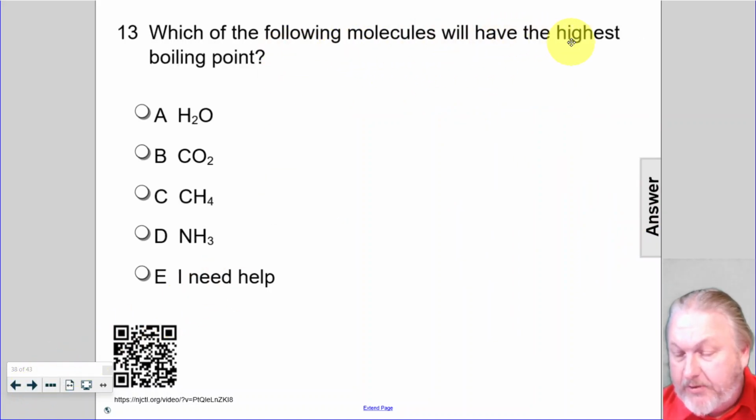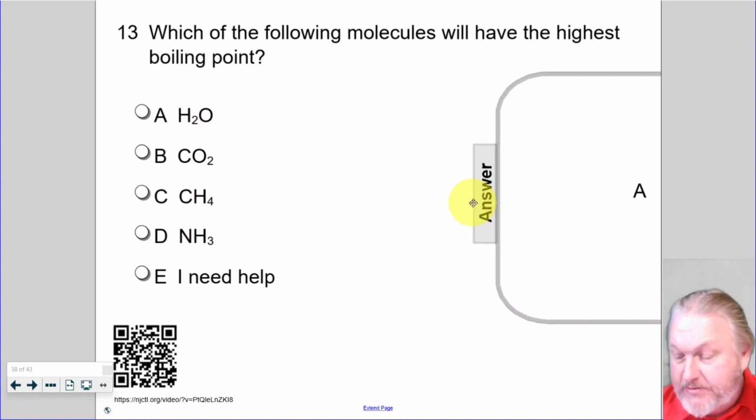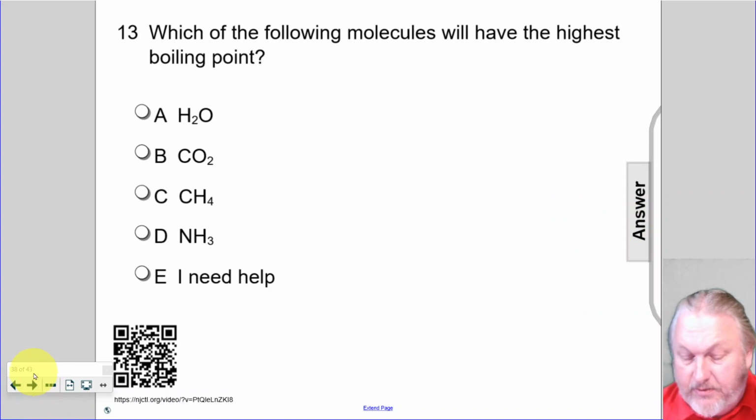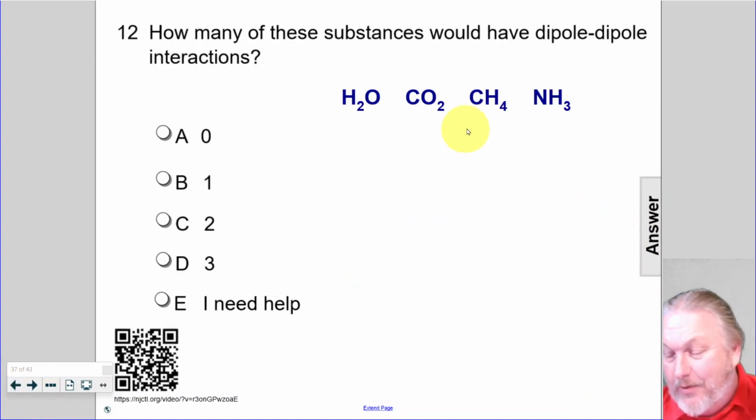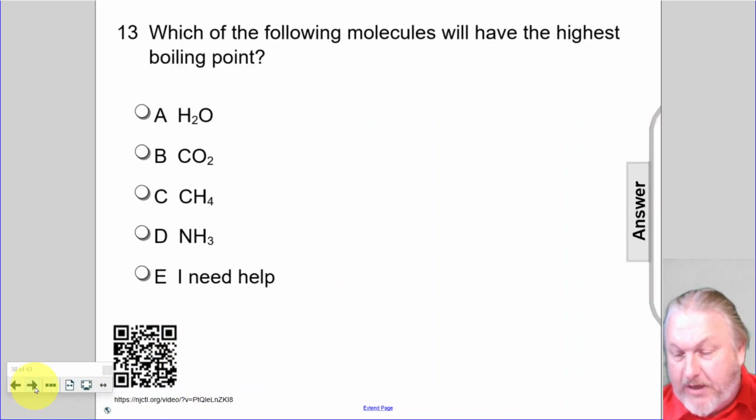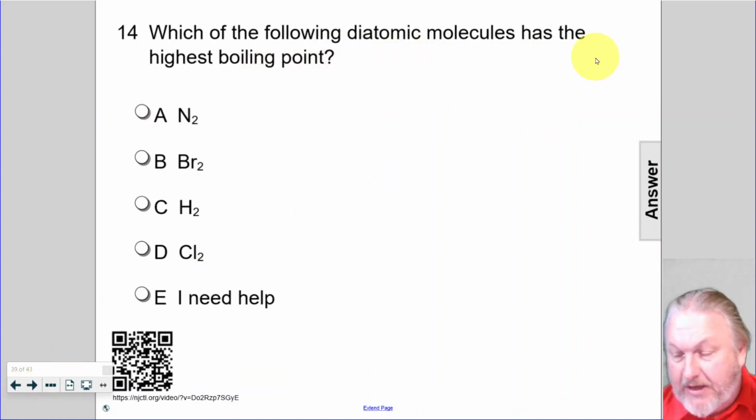Which of the following molecules will have the highest boiling point? Well, that's going to be H2O because it has hydrogen bonding. Sometimes you may have to draw a Lewis structure and figure out what type of structure it has. Which of the following diatomic molecules has the highest boiling point? Highest boiling point.